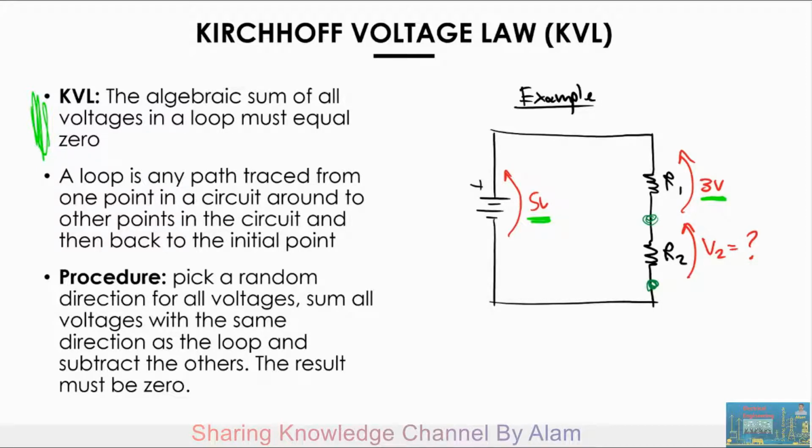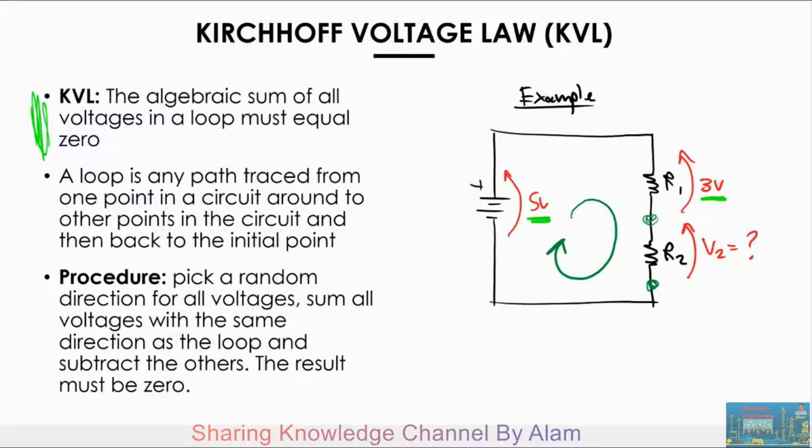Then you assign a direction of the loop. So you have this loop, you just write a circle here, and you decide, let's use this direction as a convention. Any direction is fine. It can be clockwise or counterclockwise. And now all you're going to do is sum all these voltages together, and the ones that go with the same direction of the circle are going to be positive. The ones that go opposite to the direction of the circle are going to be negative, and the total sum has to be equal to zero.